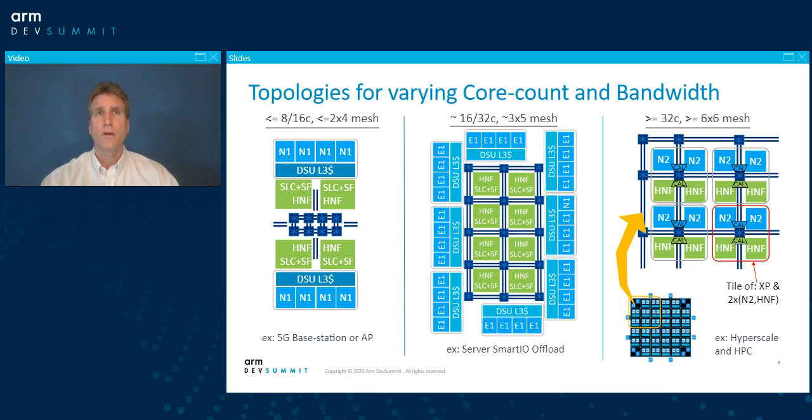For slightly larger arrangements, say 16 to 32 CPUs and a 3x5 or 4x4 mesh, the example in the middle shows the system cache and snoop filter home node placed inside the mesh fabric. And the CPU clusters are then connected on the outside of the periphery. You can also connect the memory and I/O through the gaps between those clusters.